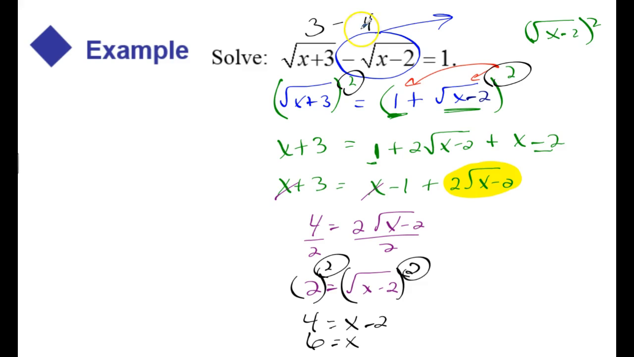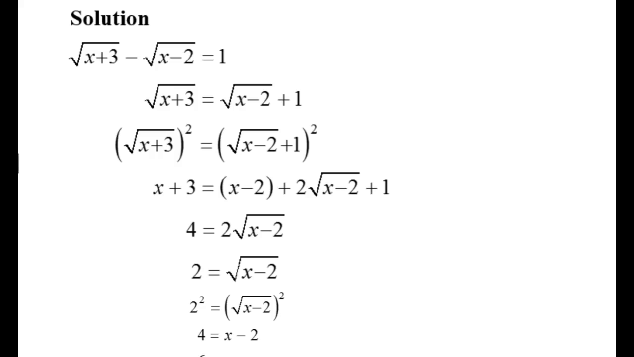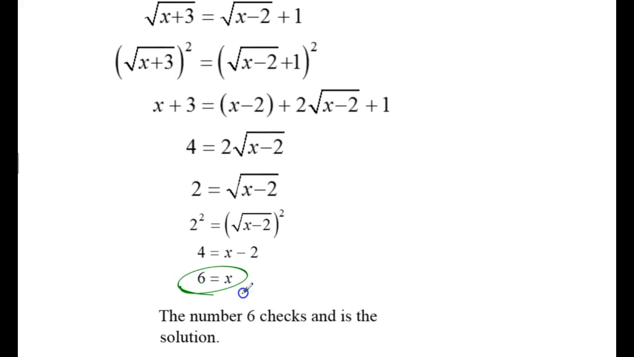Looking back at the slide, I forgot to take the square root of this. So this is really a 3 minus 2, and that checks. That really is a 1. The author is correct. 6 is a solution. Sometimes I find some mistakes in these slides, but this is not one of them. So 6 is a good solution.